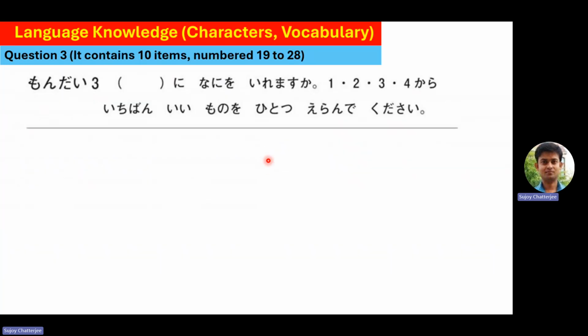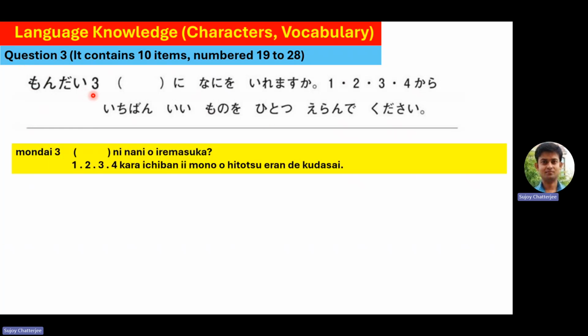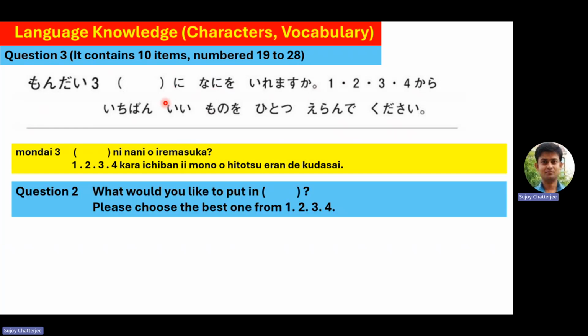It contains 10 items again, and now it is numbered from 19 to 28. So we just discussed up to 18. Now from 19 to 28, the next 10 questions belong to question 3, or Mondai 3. "Dash ni nani o iremasu ka?" That means, what would you like to put in the dash? Iremasu is the verb to put. Iremasu means to put, and iremasu ka means what would you put. Nani o iremasu ka, what would you put? What would you like to put in this bracket?